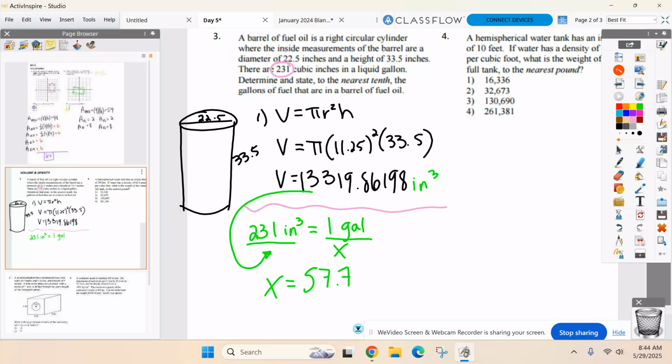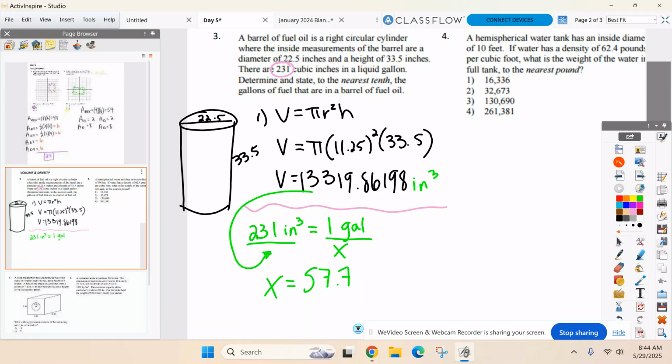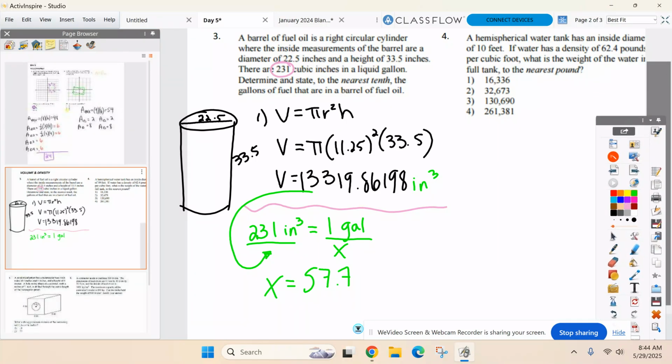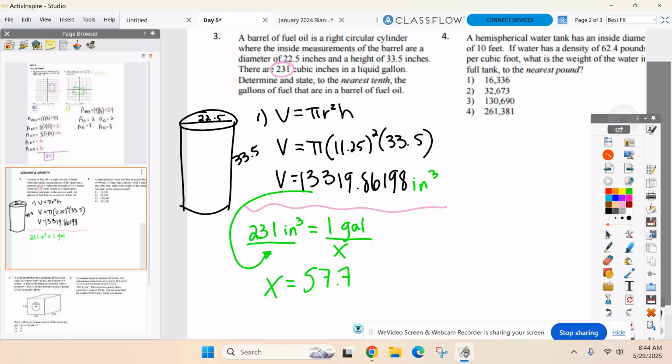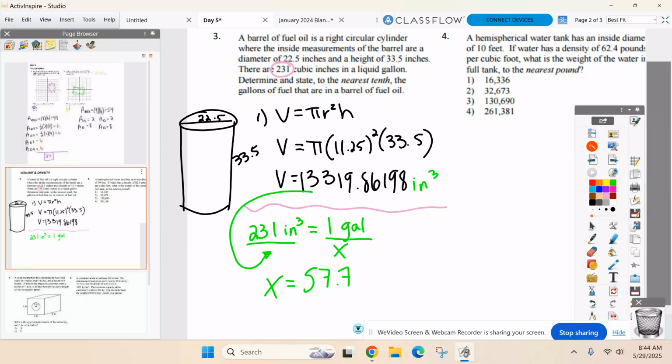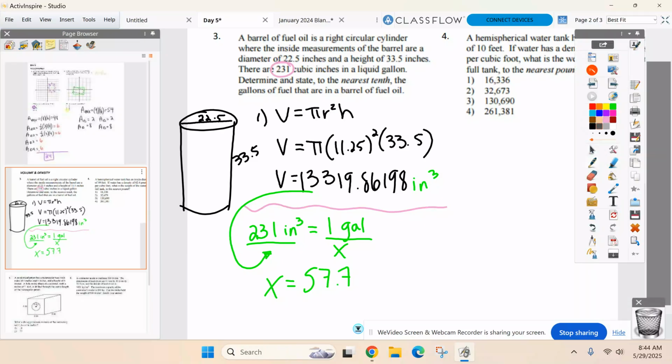All right, next up, hemispherical water tank. Keep that in mind. They give me the diameter. Oh, density problem. Yeah, density, huh? What is density again? Mass over volume. Yep. You know where to go now. Back of your packet, please. Back of your packet. Where's density? Down at the bottom, 15. Number 15 on your packet.